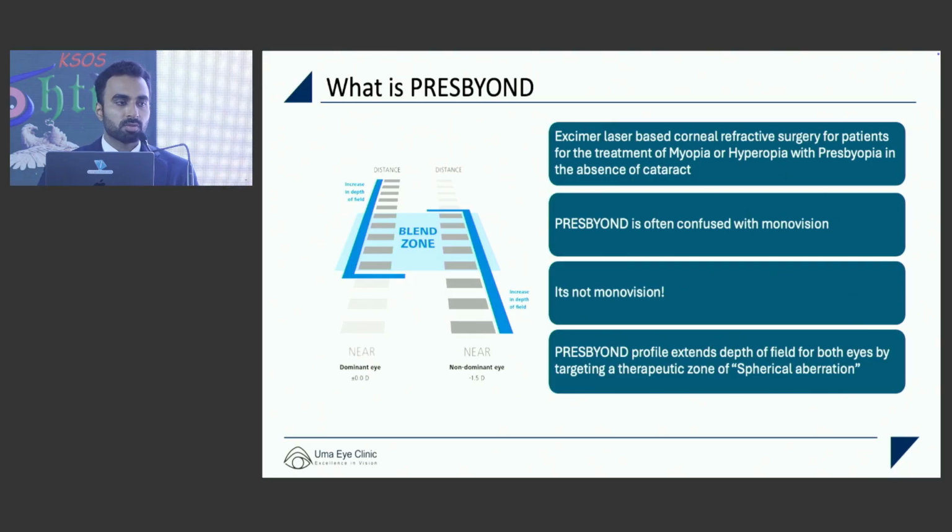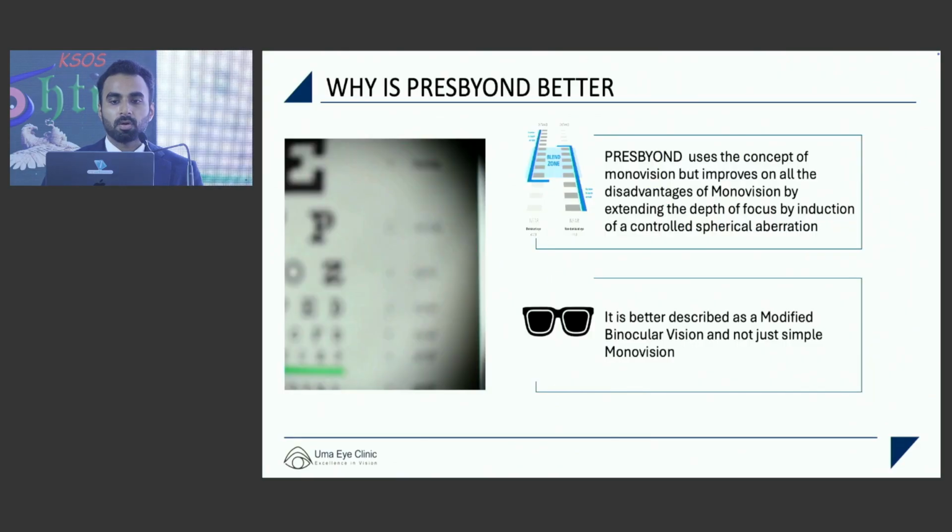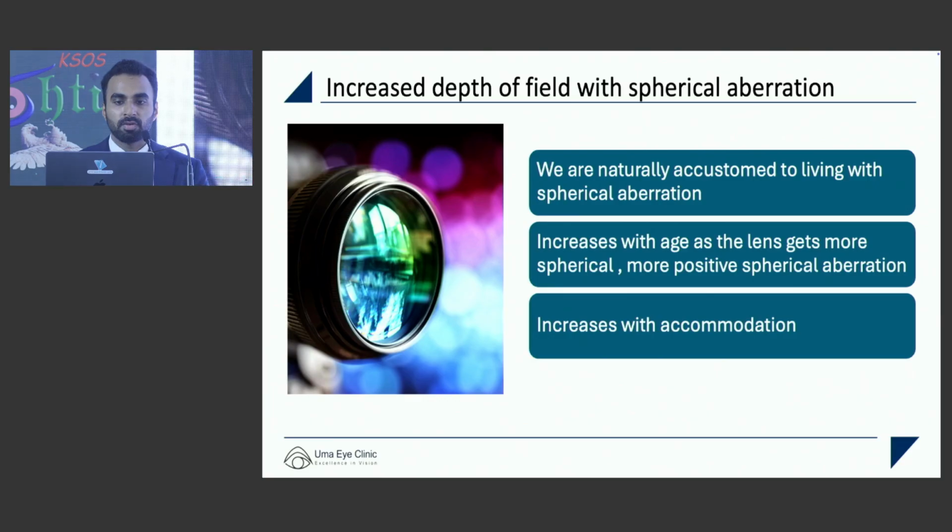So a lot of people get confused. They look at this and they just say it's monovision. But the idea here is Presbyond will extend the depth of field in both eyes using spherical aberration. So the dominant eye will also get some amount of near vision, even though it's only supposed to be for distance. And the non-dominant eye will get a good amount of distance vision, even though it's only supposed to be targeted for near. That's why Presbyond is different from normal monovision. So rather than saying it's monovision, you can say that yes, it uses the concept of monovision but improves on all of the disadvantages by extending the depth of field by controlling a therapeutic amount of spherical aberration. So rather than calling it monovision, it's called a blended vision treatment.